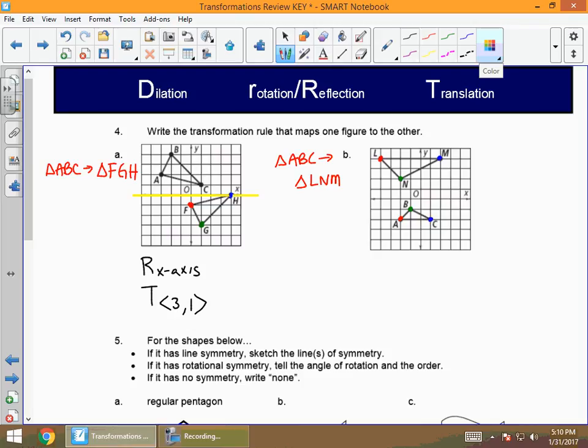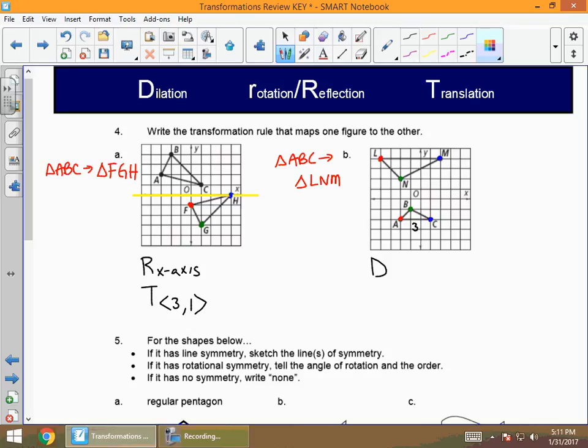All right, first thing is DRT: dilation. These are not the same size, so I do have to dilate this thing. I'm going to dilate this first, and I need to figure out one of the segments. The easiest one for me is to look at segment AC. It's 1, 2, 3 units long.